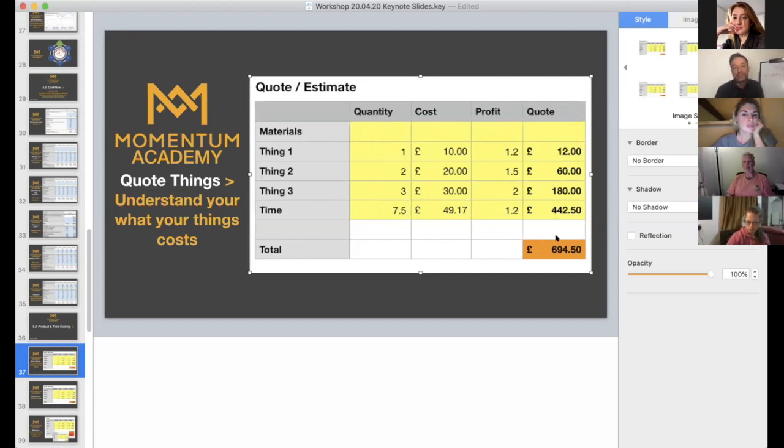So this is how much it's going to cost me. For this particular product, I've got one of thing 1, which costs me £10, but I'm going to sell it for £12. Then I'm going to need two of the second thing. They cost me 20 quid each, but they're more valuable to my client, so I'm going to sell them at a higher profit. And then I need 3 of these other things at 30 quid, and I can really make a good profit on those. But the biggest element of the cost here is your own personal time.